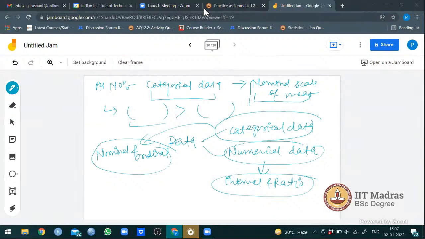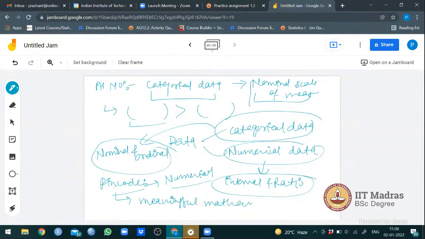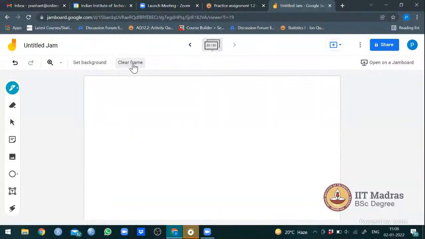Next one, a similar question is there. Is pin code numerical data? Pin code is a categorical data. See, if you are saying numerical data, that means there is some meaningful mathematical operation. Yeah. Suppose pin code is 2200 this and 100 this.